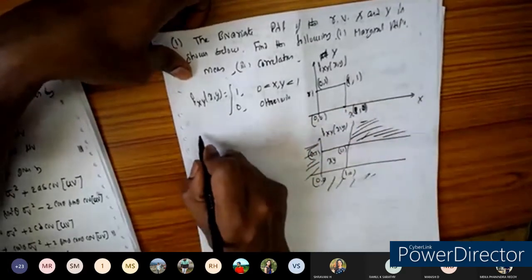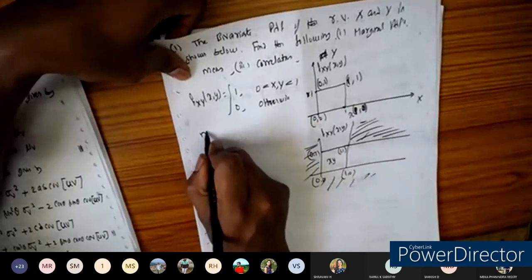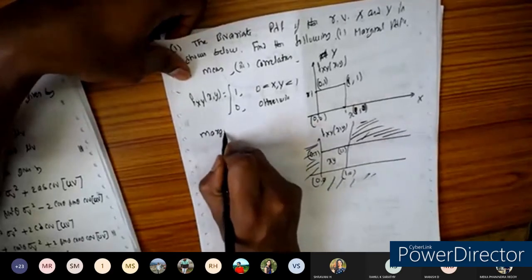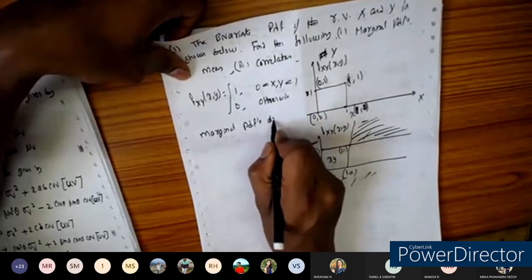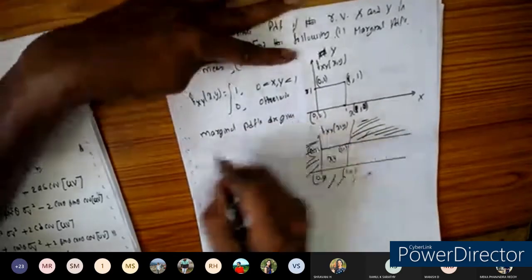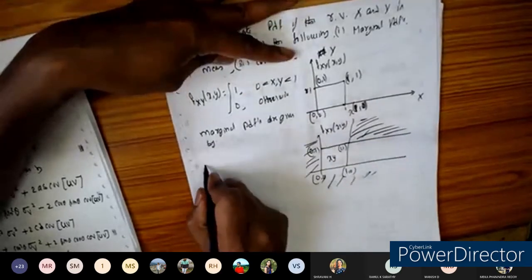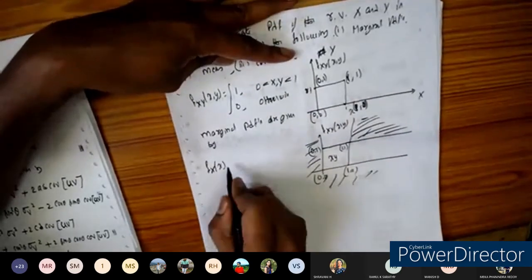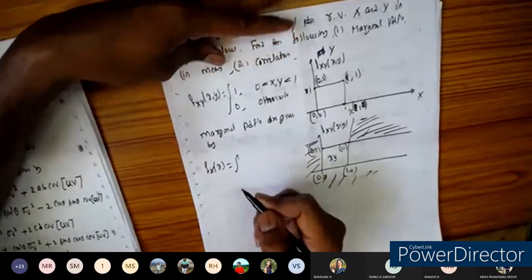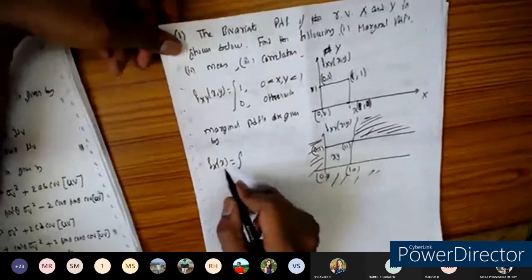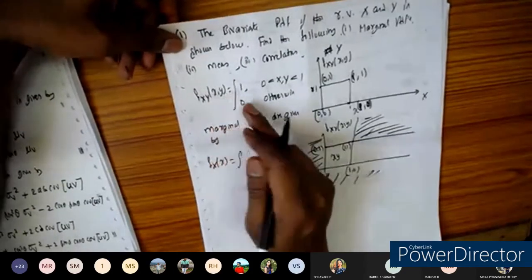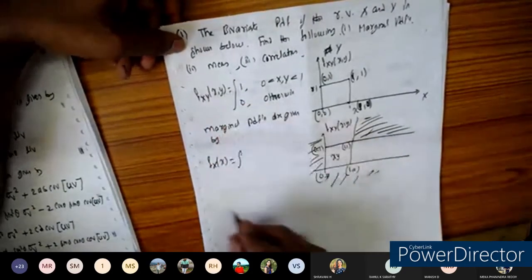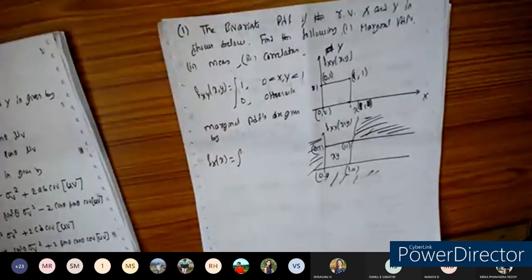So the marginal PDFs are given by, first let us find the PDF fx of x. Marginal PDFs are nothing but, if you are going to obtain the single PDF from the bivariate PDF or the joint PDF, then we call it the marginal PDF.